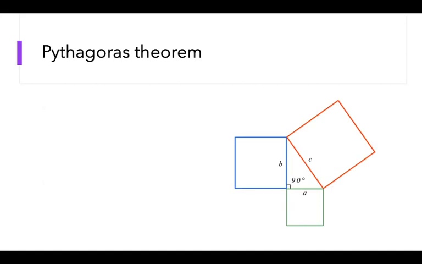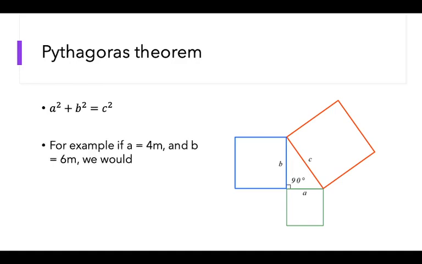So the square of A plus the square of B gives you the same area as the square of C. So then you would square root this to find the length of the line C, which is A squared plus B squared equals C squared.